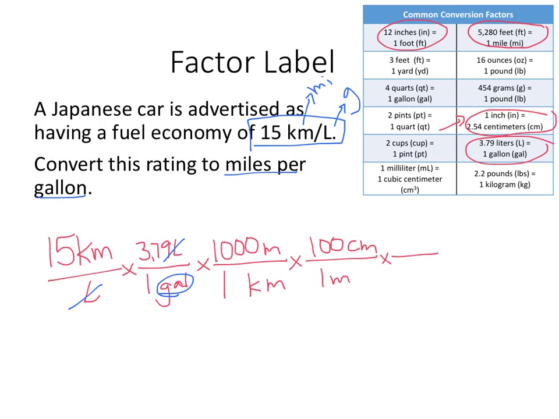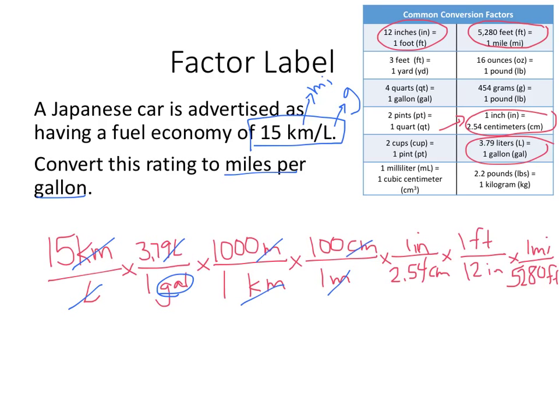You might have done it differently. So now I'm going to go from centimeters to inches. 2.54 centimeters, 1 inch. And inches to feet. 12 inches, 1 foot. And finally feet to mile. 5,280 feet, 1 mile. Let's look at the canceling units. Kilometers cancels, meters cancel, centimeters cancels, inches cancel, feet cancel.